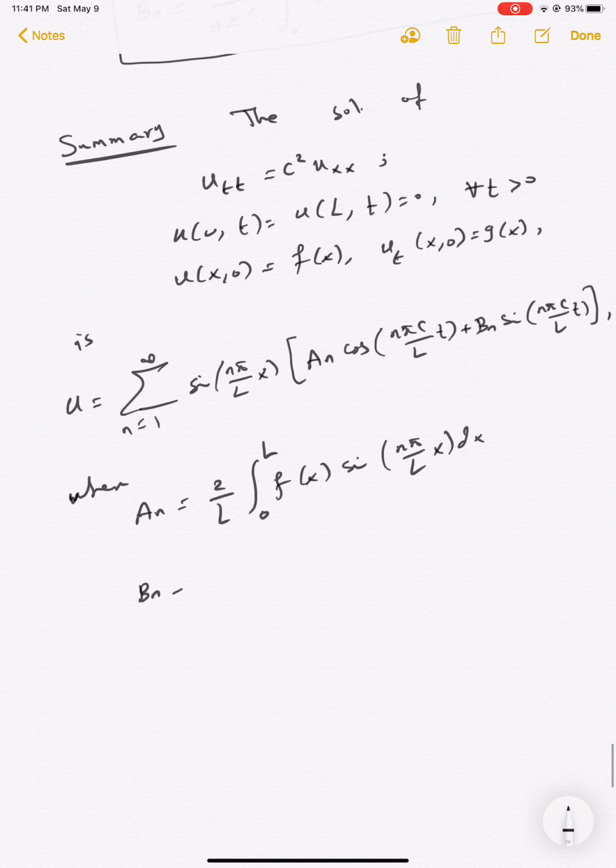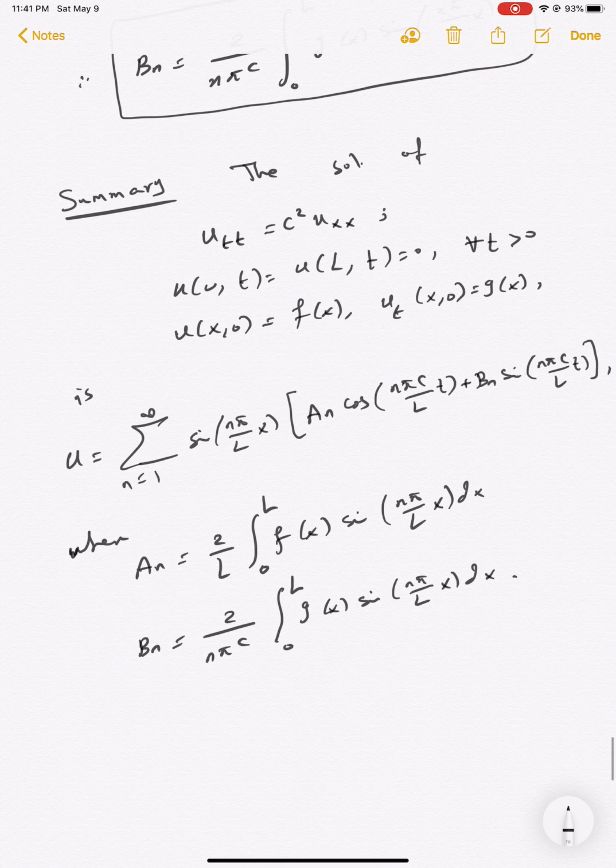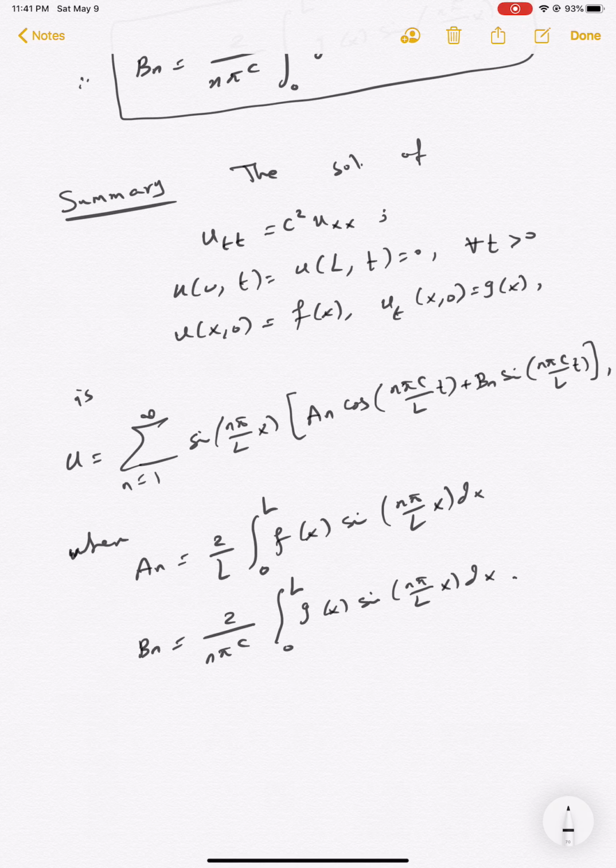And what is the Bn? The Bn is what we just found: 2 over n pi c, the integral from 0 to L of g of x sine n pi over L x dx. So this is exactly the solution of the wave equation. Now, what does it mean, and what is f, what is g?